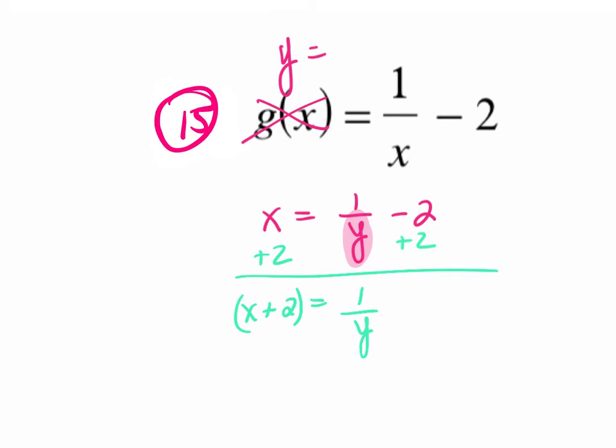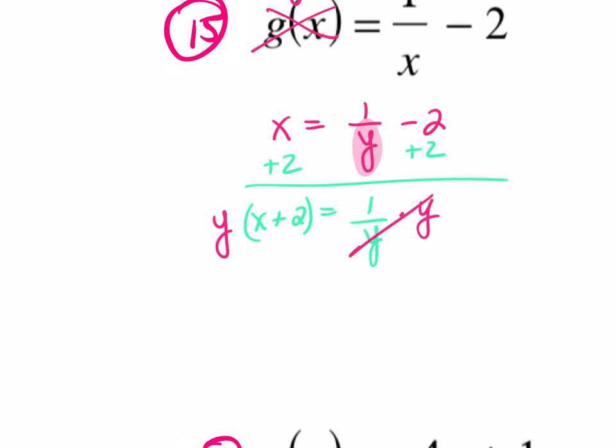Y is by itself, but I don't want it in a denominator, so I have to multiply both sides by y, so it'll cancel out. You don't have to distribute here, because remember, you want to get y all by itself. So I have y times x plus 2 equals 1. Well, how do I get y by itself? Divide by x plus 2.